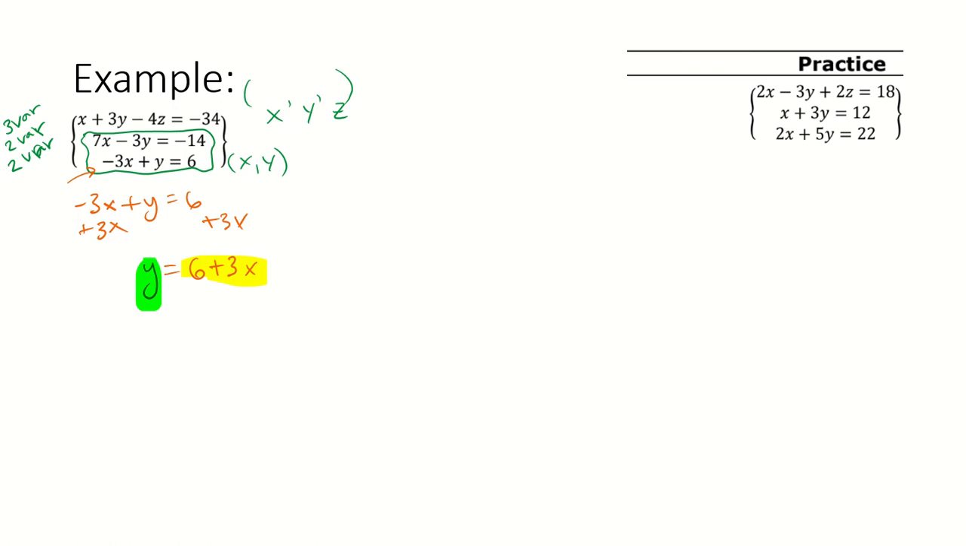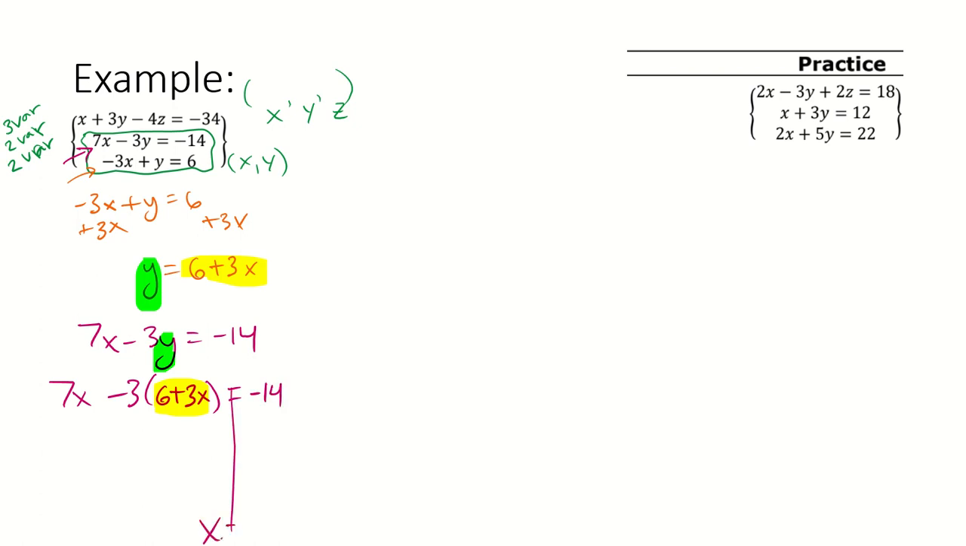All right, so now, still focused on that Algebra 1 level, you're going to use the second equation. So 7x minus 3y equals negative 14. And that y is right there. So we're going to substitute that with the 6 plus 3x. And keep in mind that that's just you substituting what y represents. So 7x minus 3, parentheses, 6 plus 3x, equals negative 14. And all we have is x now, so we're going to go ahead and solve for x.